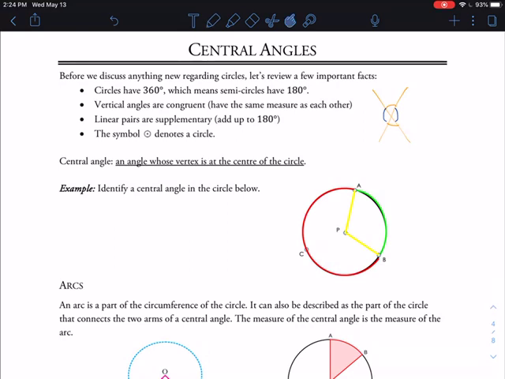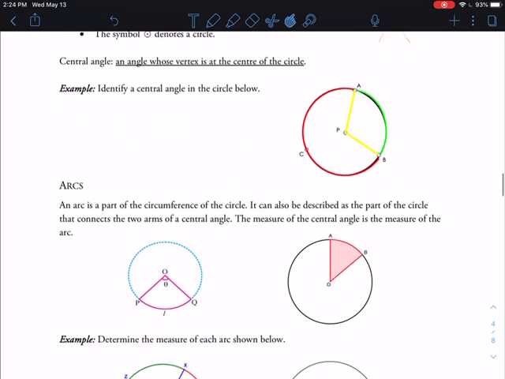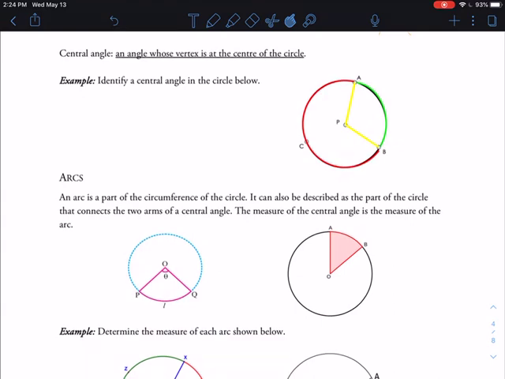And this is a little bit new for some of you, depending on how much you remember from previous years. That symbol means a circle. You won't see that symbol very often, but I just wanted to have it in here for when it does come up. All right, so central angles is the topic of today's lesson.